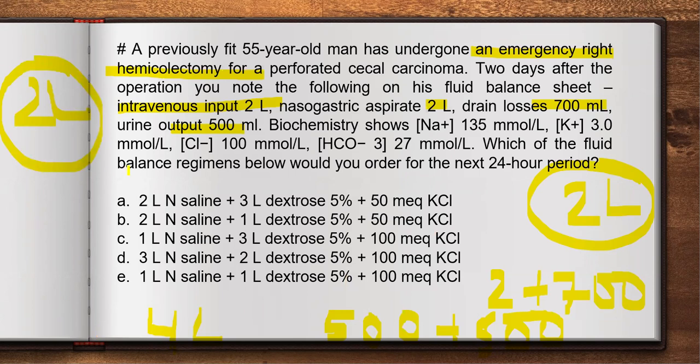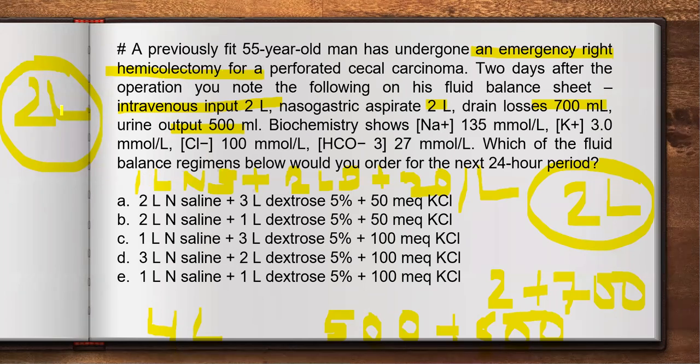Now remember this line, any postoperative patient, their usual maintenance dose is 1 liter normal saline plus 2 liter dextrose. Plus, now the potassium replacement, it depends. You start it in the second postoperative day. You give 20 milli equivalent of potassium for every liter. So you give 20 for every liter.